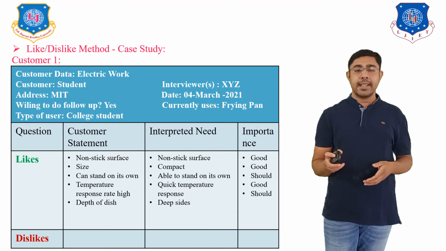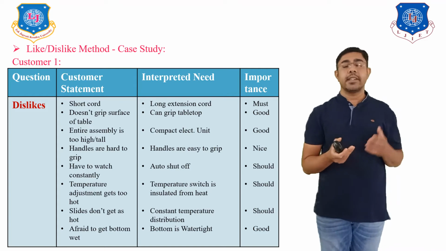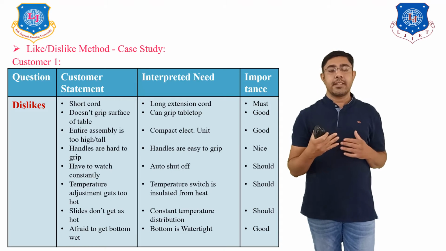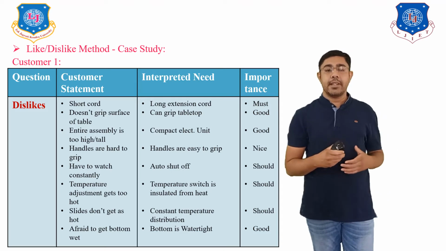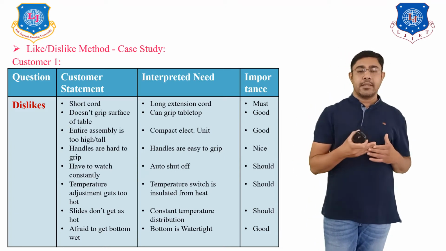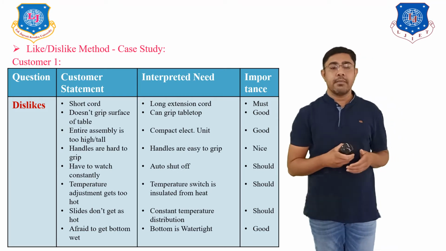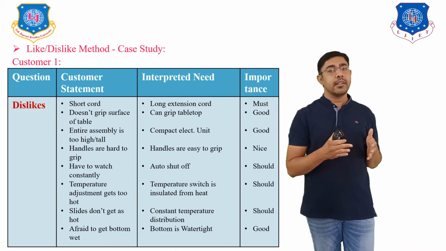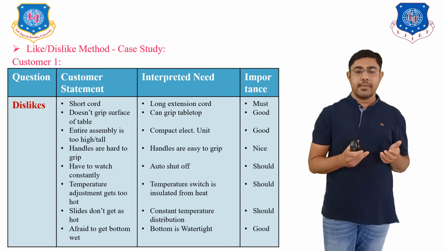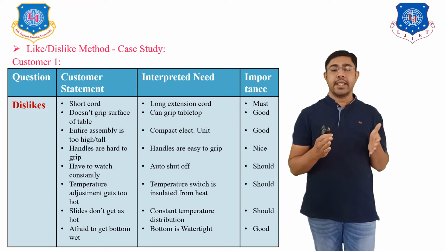Next are the dislike statements. So the third question in the like-dislike method is the dislikes, and we have to mention the customers' dislike statements against the dislike questions. Here in the second column I mentioned the dislike statements of customers, which have to be recorded during the interviews. The first dislike statement of customers is the short cord. In existing pans there are short cords, and this is the dislike statement of customers. And the interpreted need of this dislike statement is the long extension cord.